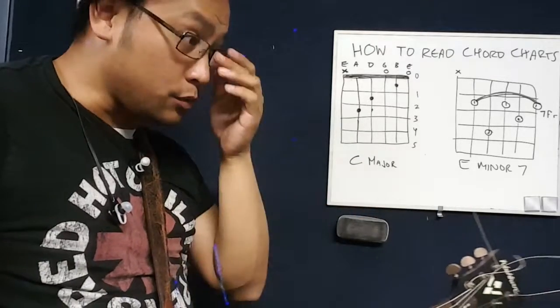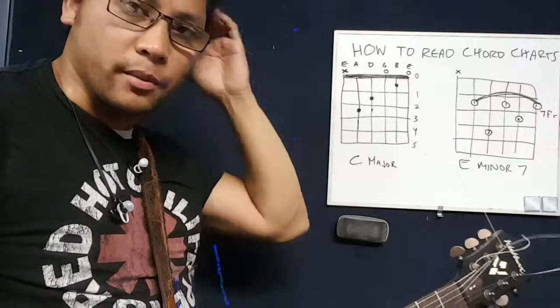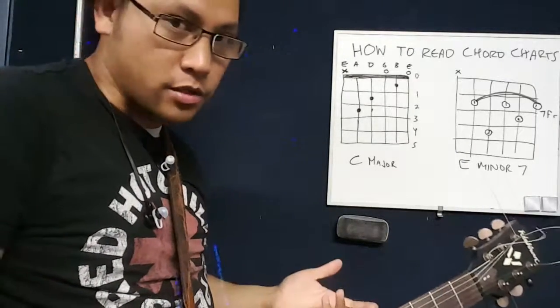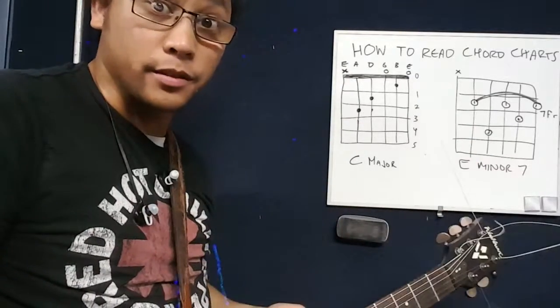So when you get a new tune and it has chord charts, or it might have some other notation to determine your chord progressions, you'll be able to read them just like that, and then figure it out and practice, and then you'll be good.